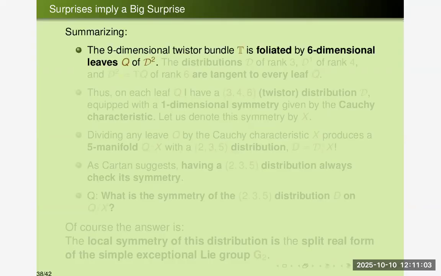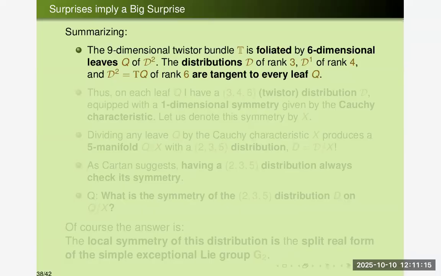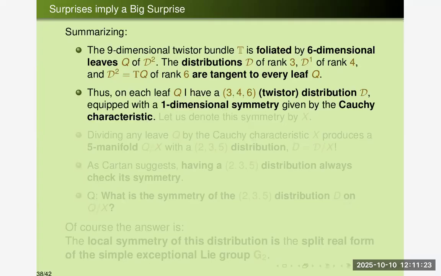Now, the 9-dimensional twistor bundle is foliated by 6-dimensional leaves. The distribution D of rank 3, D1 of rank 4, and D2 of rank 6 are tangent to every leaf Q. Thus, on each leaf Q, I have a 3, 4, 6 twistor distribution, equipped with a 1-dimensional symmetry given by the Cauchy characteristic. Let us denote this symmetry by X.